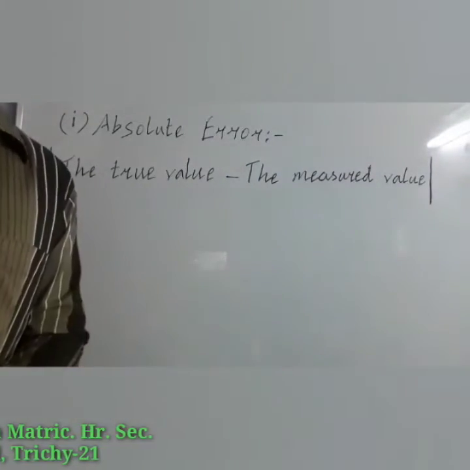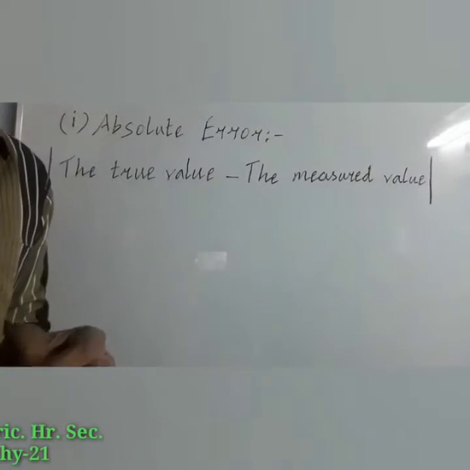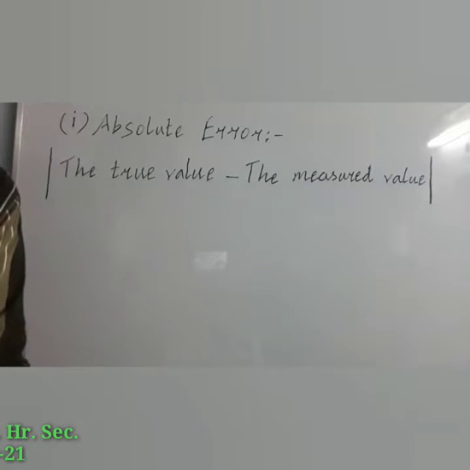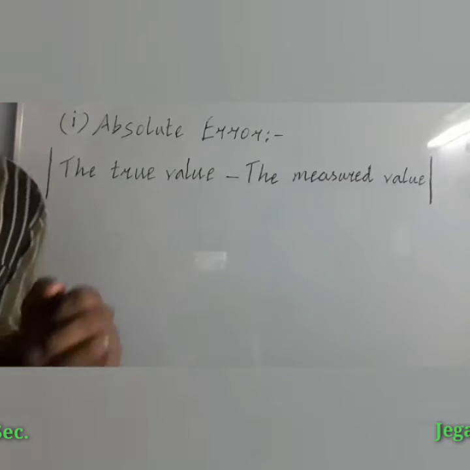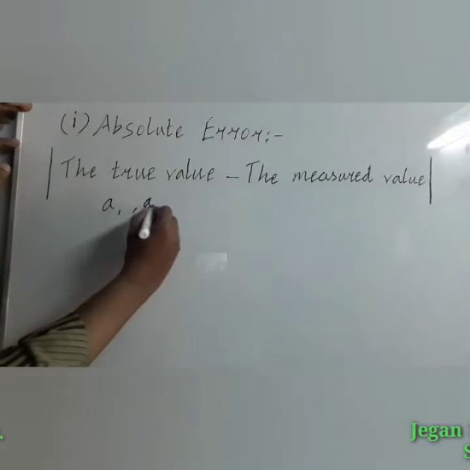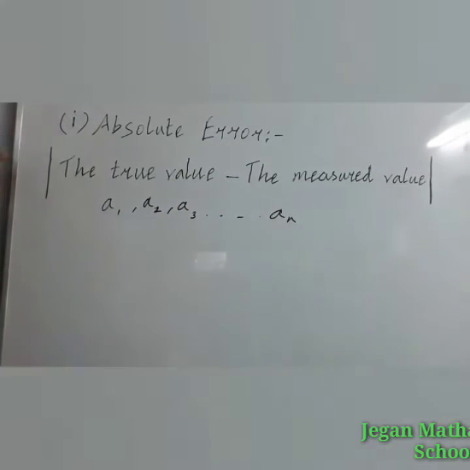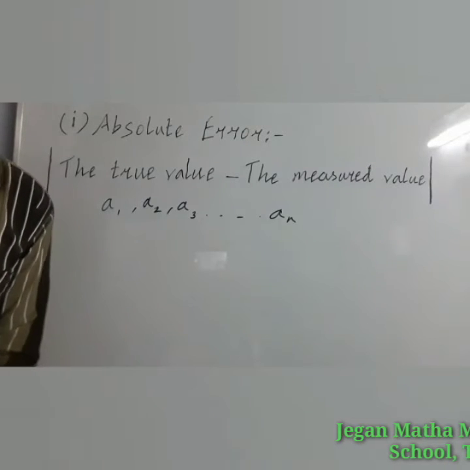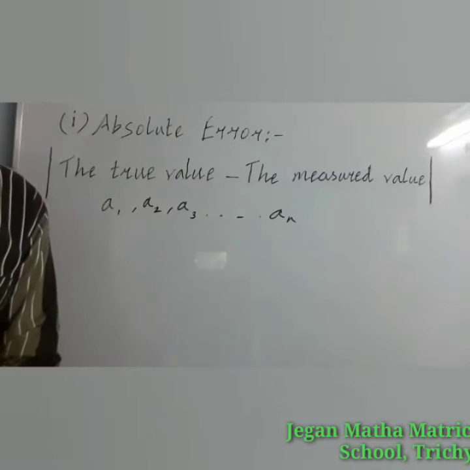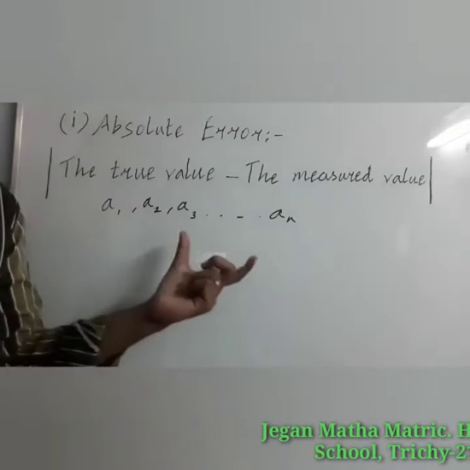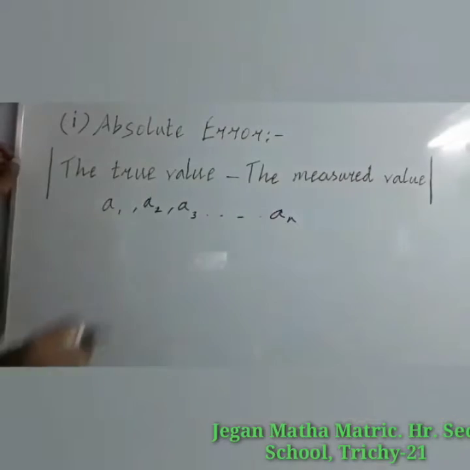To find the true value, we have to take a set of readings. For that, we have to take the average. That average value is known as the true value. In this case, let us take A1, A2, A3 up to AN, the measured values of any quantity A in an experiment performed n times. Then the arithmetic mean of these values is called the true value. I already told you, the true value is nothing but the mean of these separate readings.